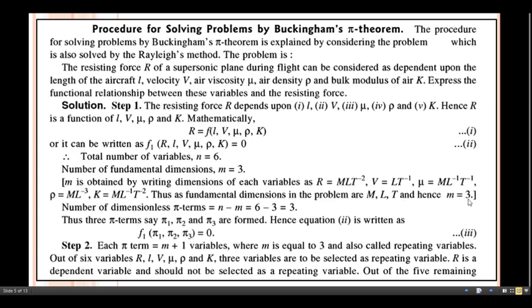So how do we get that? Here the fundamental dimensions are 3 with us. That's why m is 3. And the number of dimensionless pi terms, how many pi terms can we get? This can be decided with the help of the relation n minus m. So n, the total number of variables, is 6 and m is 3. So 6 minus 3 is 3. Thus 3 pi terms, say pi 1, pi 2, pi 3, are formed.